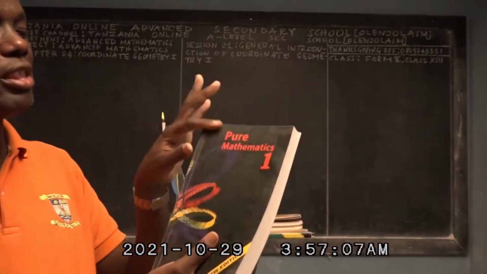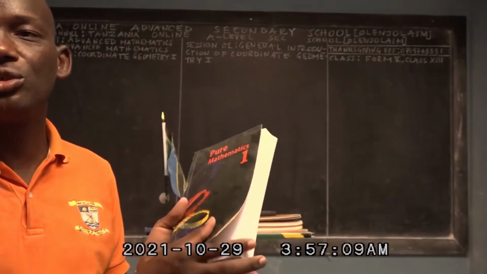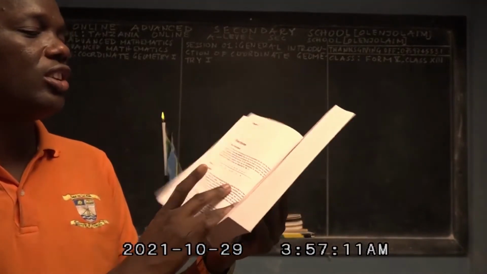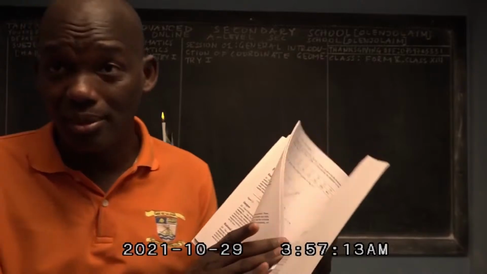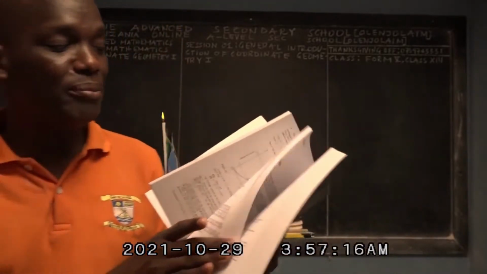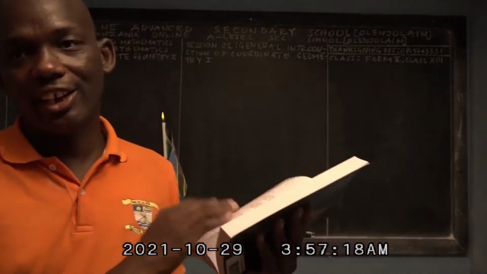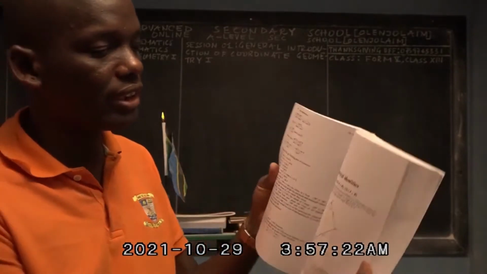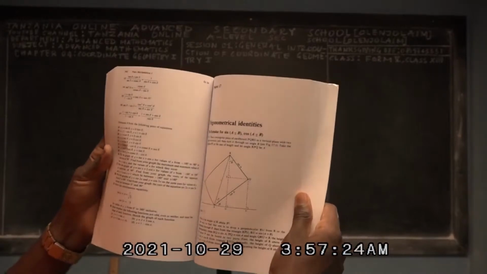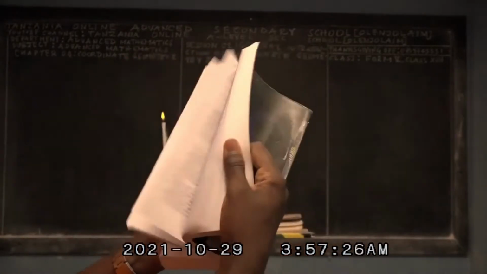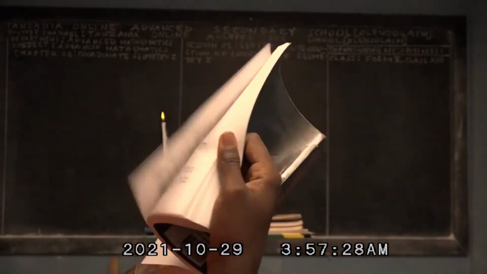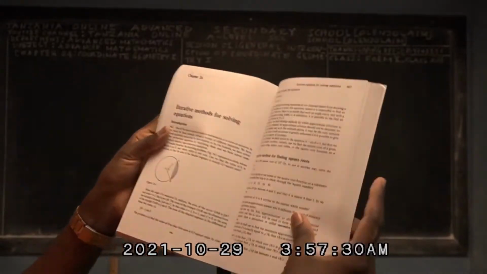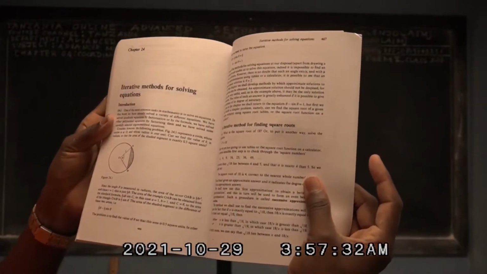So this is Pure Mathematics 1, there's also Pure Mathematics 2, and in Session 00, the general introduction for advanced mathematics from Form 5 to Form 6, I mentioned more than 10 reference books that the students need. So you see that this is very interesting. For example, this is trigonometric identities, right? This is one of the topics of Form 5. So if we go again, we find another topic. This is iterative methods for solving equations, right?